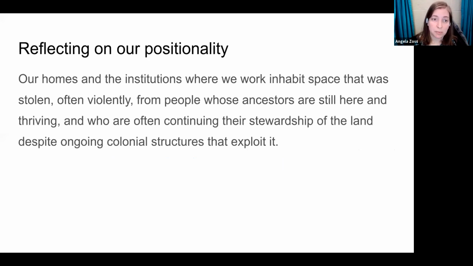But it's not really enough to explore the harms done within our profession. It is also important to reflect on the physical spaces where we live and work. And on behalf of myself and my fellow organizers specifically, I want to acknowledge that our homes and the institutions where we work inhabit space that was stolen, often violently, from people whose ancestors are still here and thriving, and who are continuing their stewardship of the land despite ongoing colonial structures that exploit it. This violence over space and resources continues to happen today, and reflecting on our positionality also means exploring our physical locations and what is currently happening around us.